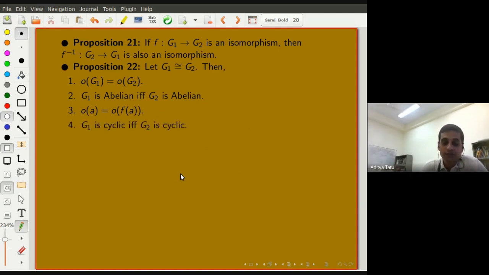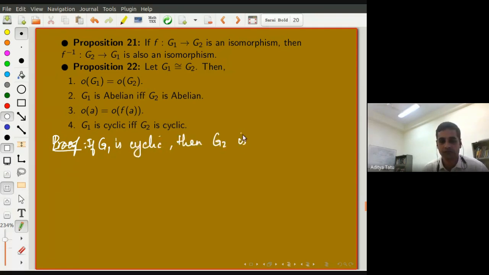So isomorphism also preserves the cyclic structure of the groups. Okay, not just commutativity, also the cyclic nature. How do we show this? Again, analogous with the second point, I will just show one half of this. The other half is automatically implied using proposition 21. How do we show this?